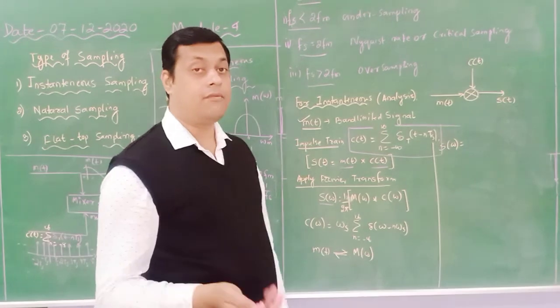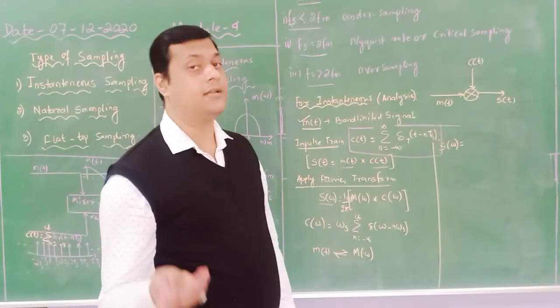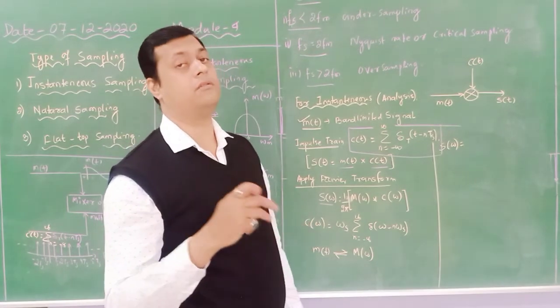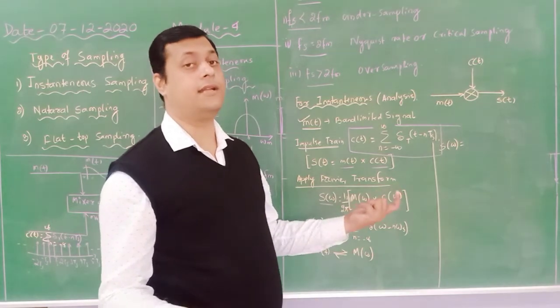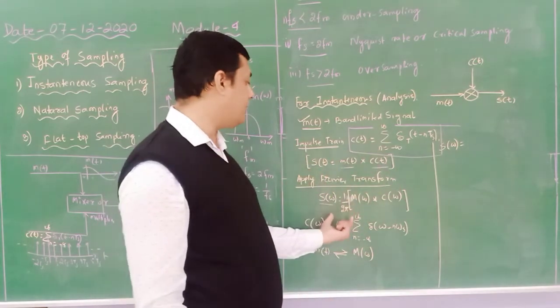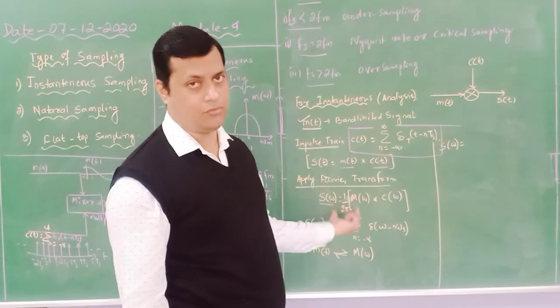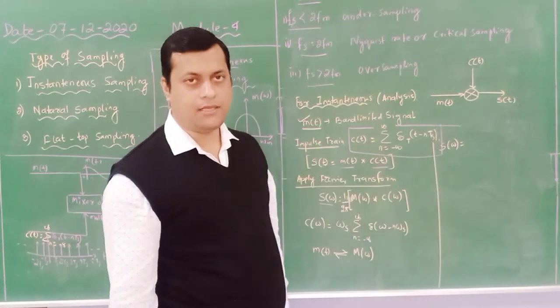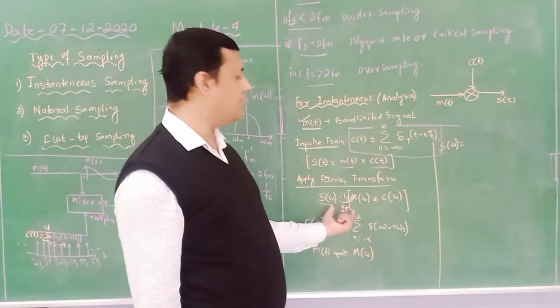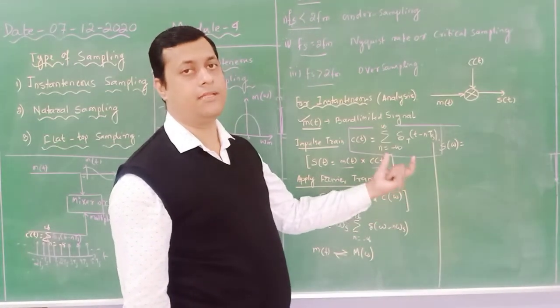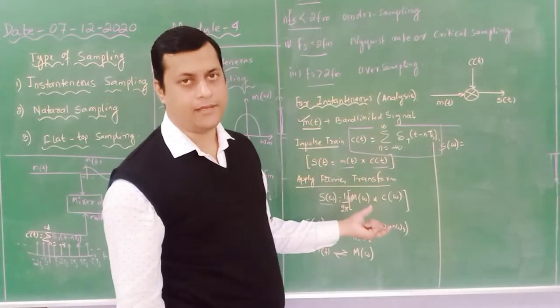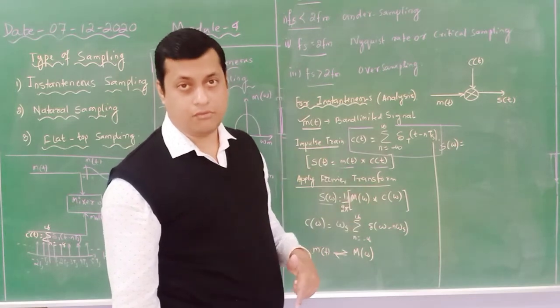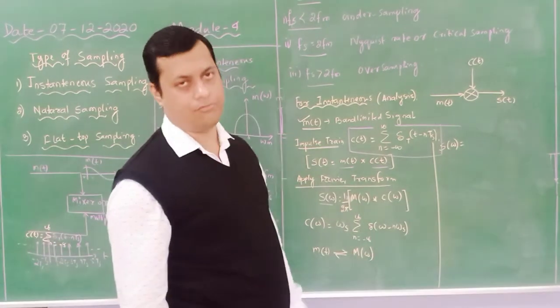Now why this 2 pi? If you are representing in terms of f, you need not consider 2 pi. If you are considering in terms of omega, you have to divide by 2 pi. The same equation you can write in frequency form: S(f) is equal to M(f) convolved with C(f). No need to divide by 2 pi. But if you are representing in terms of omega, you need to divide by 2 pi.